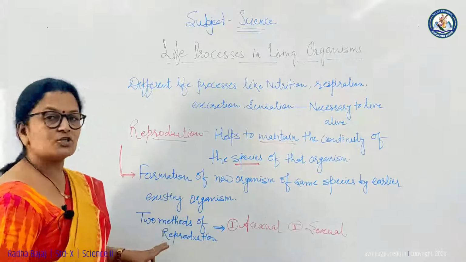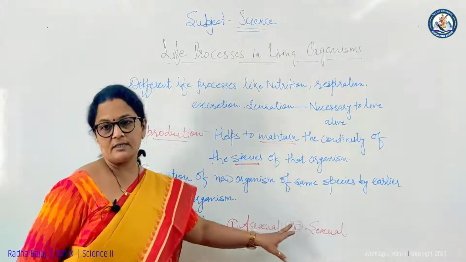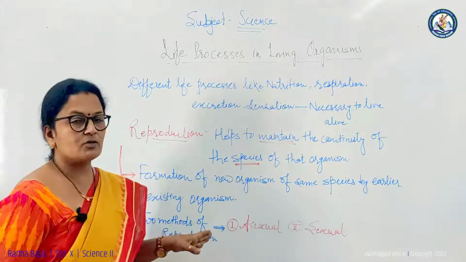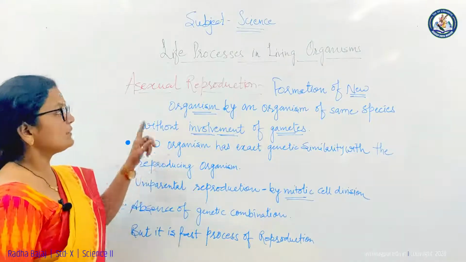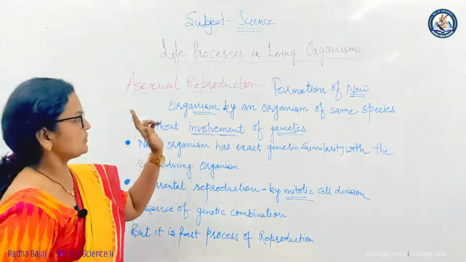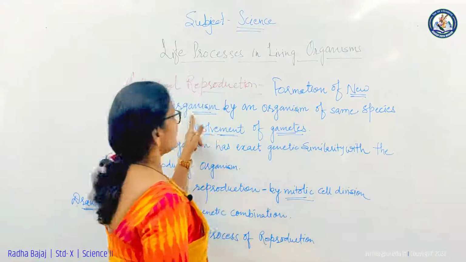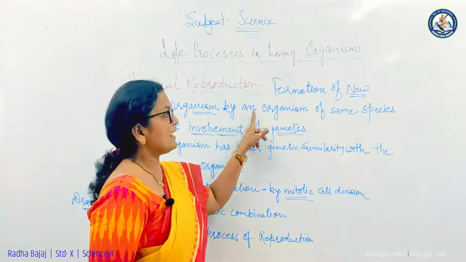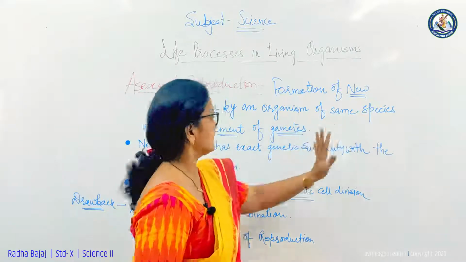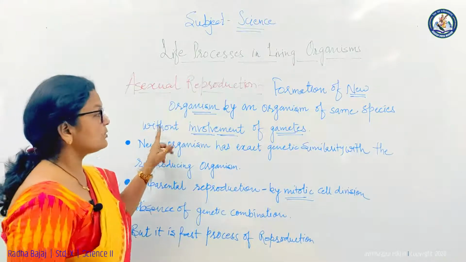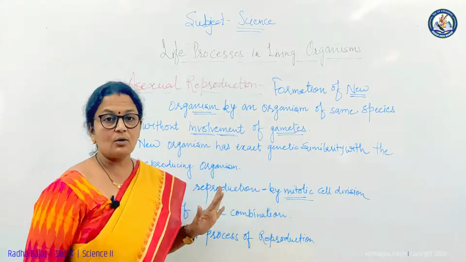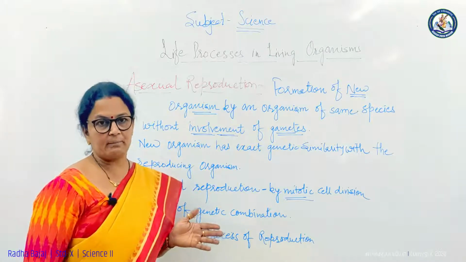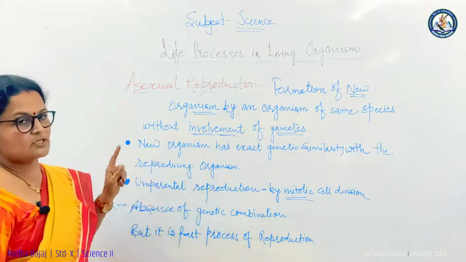So there are two methods of reproduction: asexual and sexual reproduction. In this period I am going to tell about the asexual method of reproduction. Now we see what we mean by asexual reproduction. Asexual reproduction means formation of a new organism by an organism of the same species, most importantly without involvement of gametes. Without involvement of gametes मतलब there will be no female gamete or male gamete. That is called asexual reproduction.